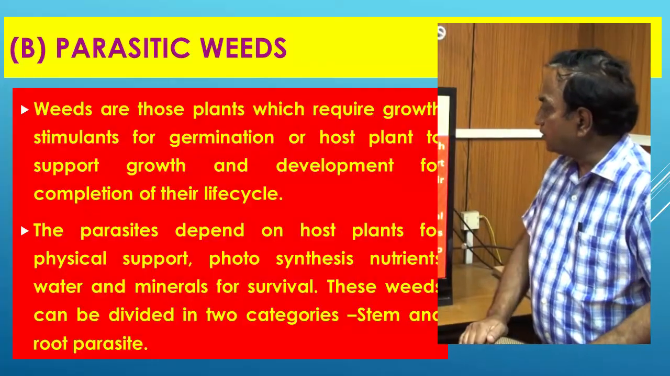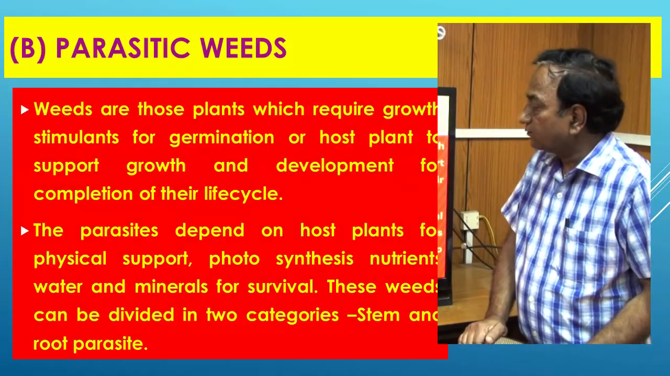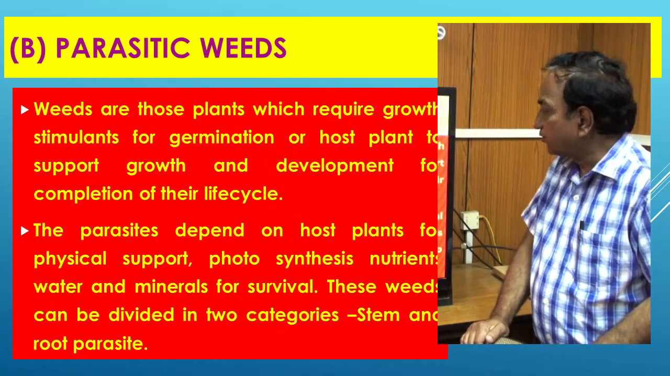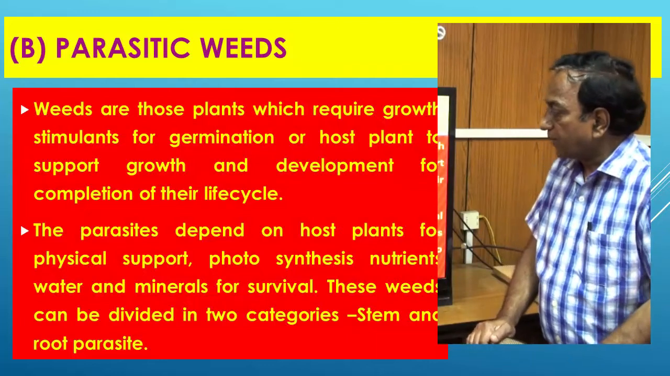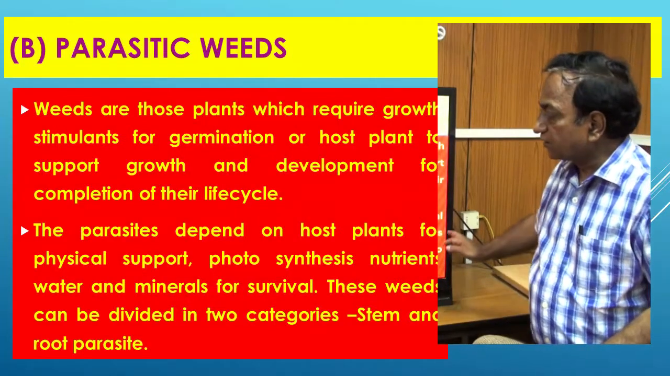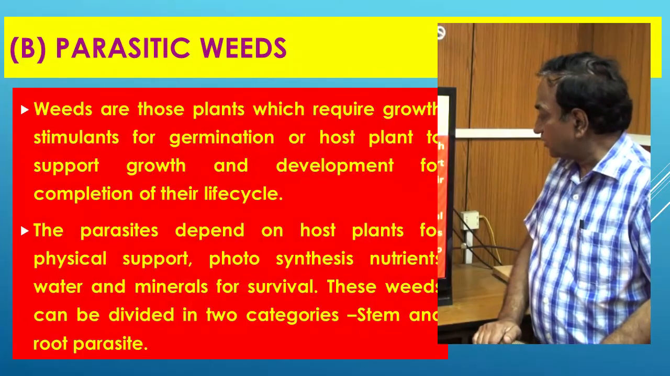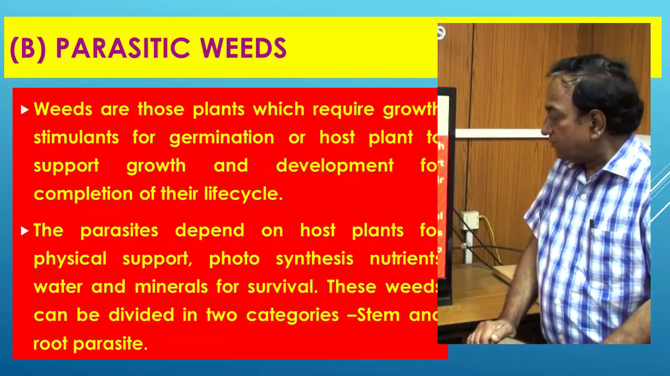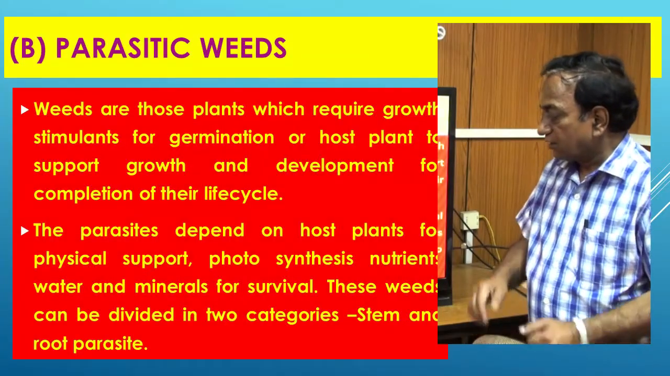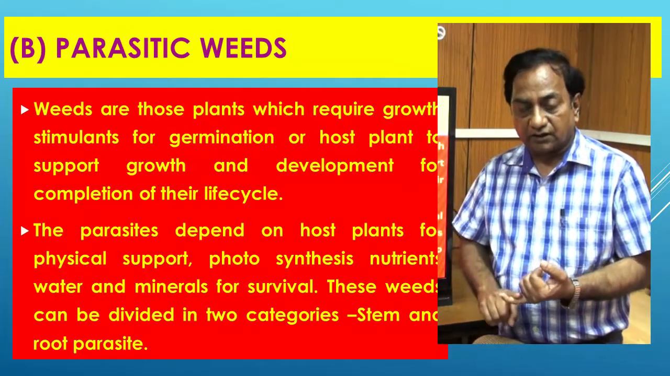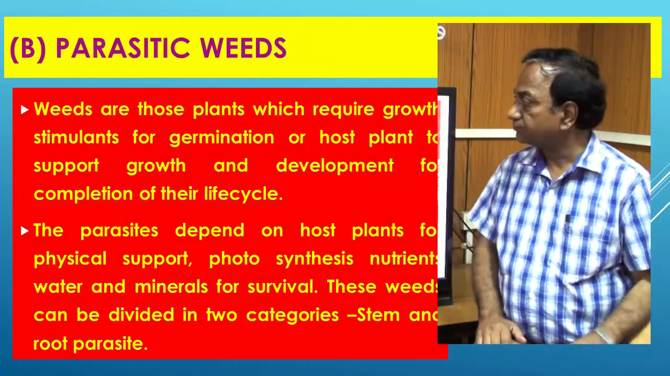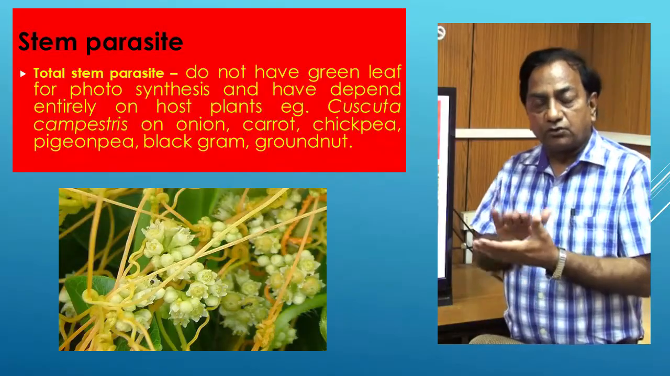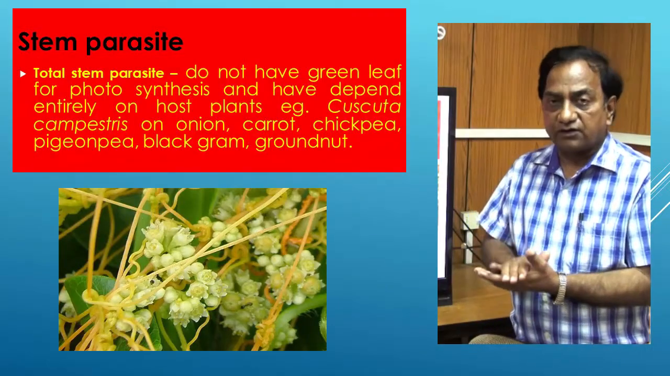These are plants which require growth stimulants for germination, or a host plant to support growth and development for completion of their life cycle. The parasites depend on the host plant for physical support, photosynthesis, nutrients, water and minerals for survival. These weeds can be divided into two categories: stem parasite and root parasite. Stem parasites are of two types: total stem parasite and partial stem parasite.